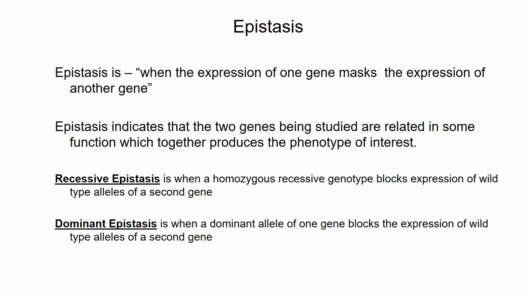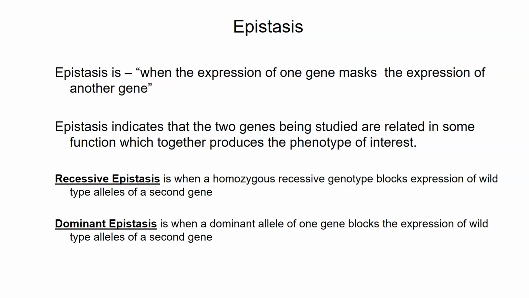Epistasis also indicates that the two genes are somehow involved, interacting in the production of a particular phenotype. There are two types of epistasis. Recessive epistasis is when a homozygous recessive genotype at one gene blocks the expression of wild-type alleles at a second gene.